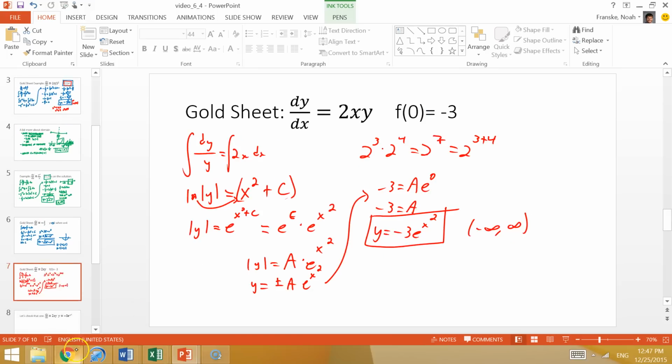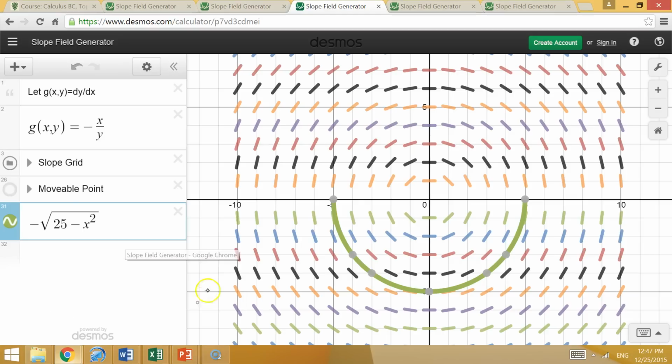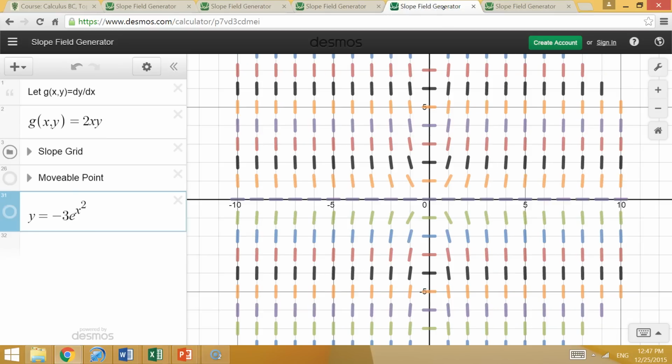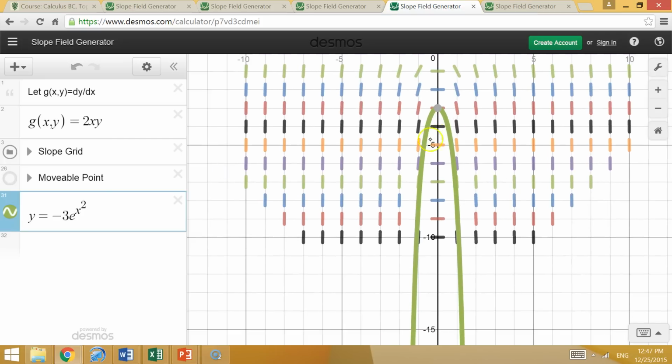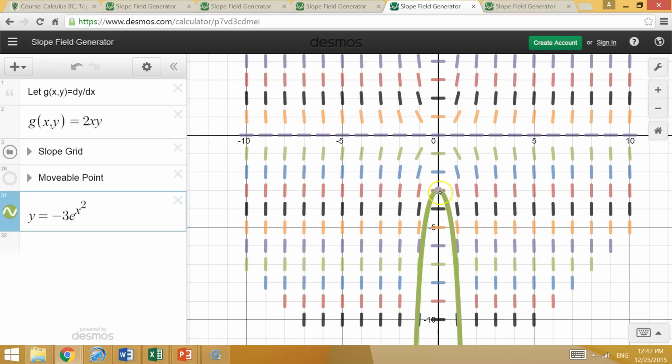Let's go back over here. All right, so here we have our 2xy. They kind of look like parabolas, but they're not going to be because we have an e to the power. We turn that on. There is our initial condition, 0, negative 3, and it will go on forever in both directions. If we scroll a little bit, okay, it looks like it goes down forever. It'll go left and right forever, but it'll go very, very far down. Okay, cool. So that's our particular solution to this slope field.